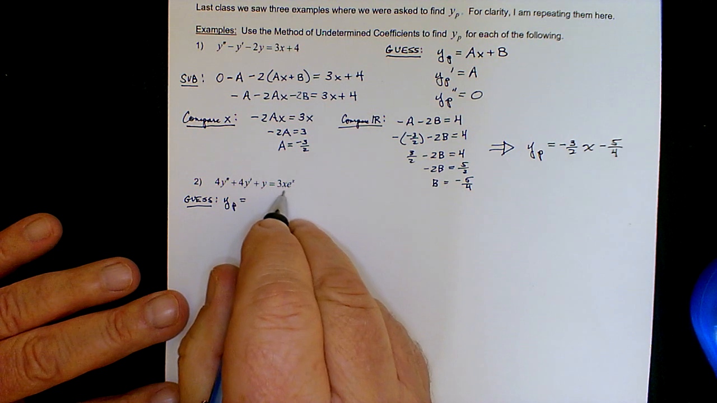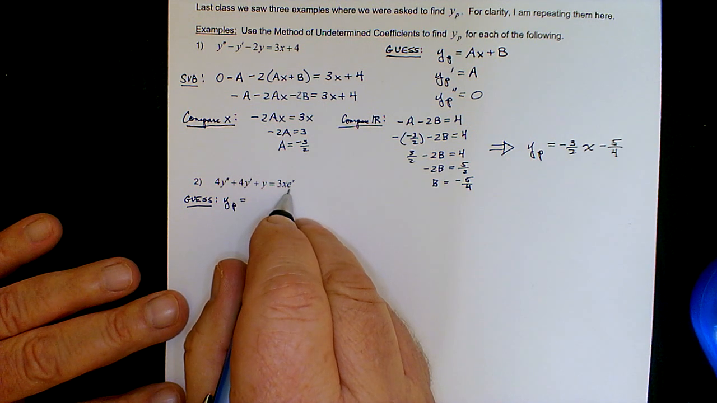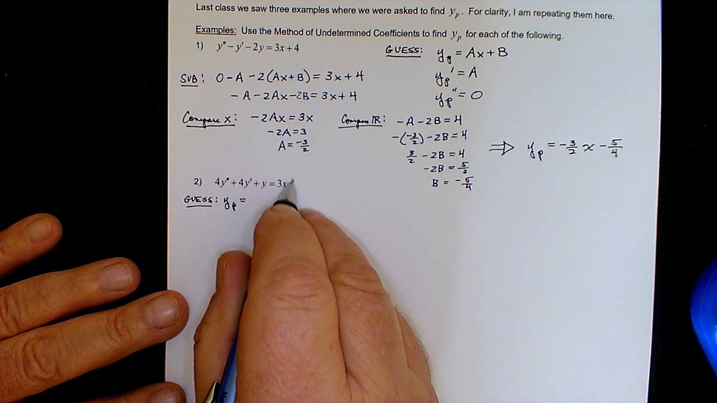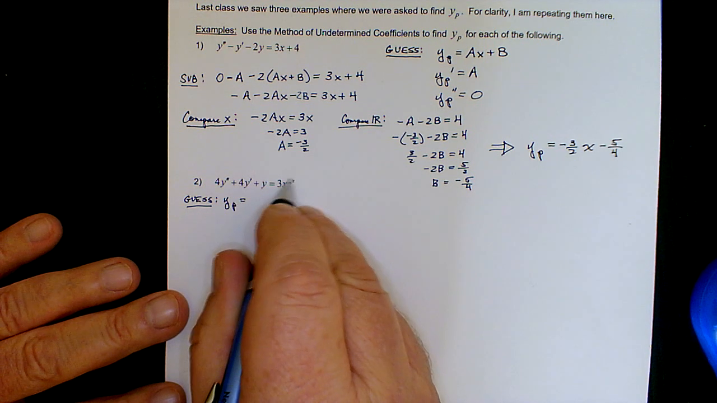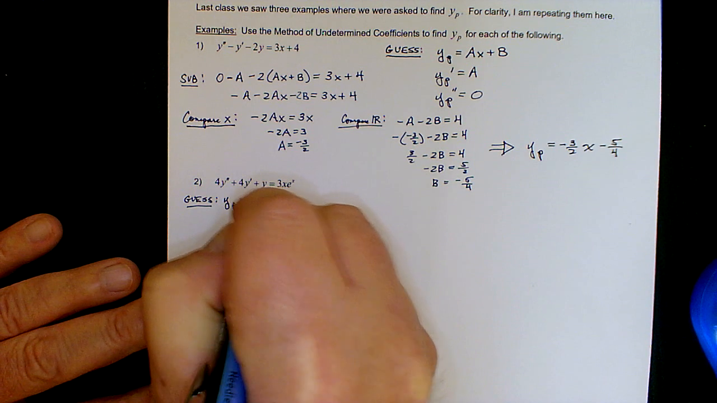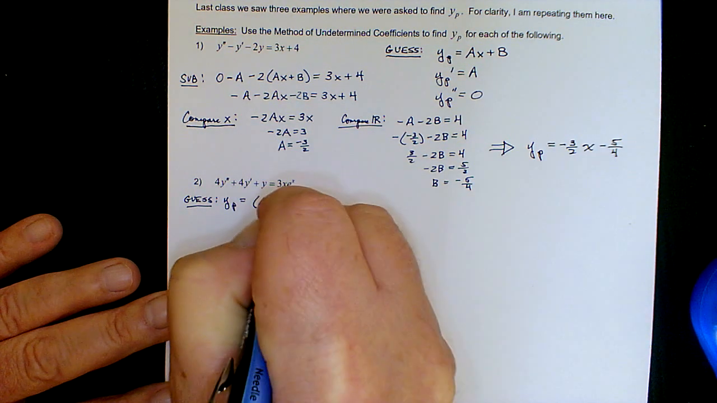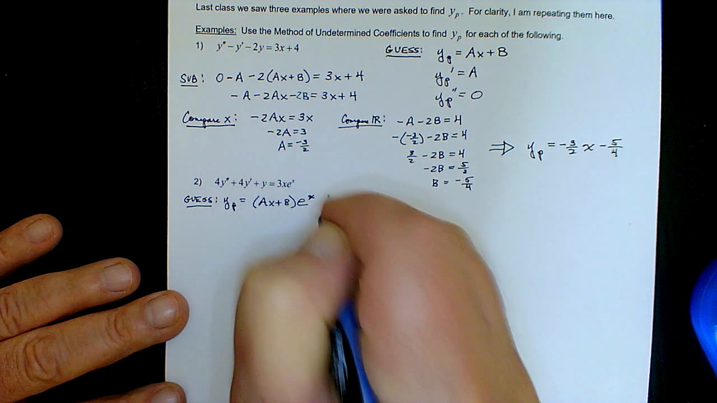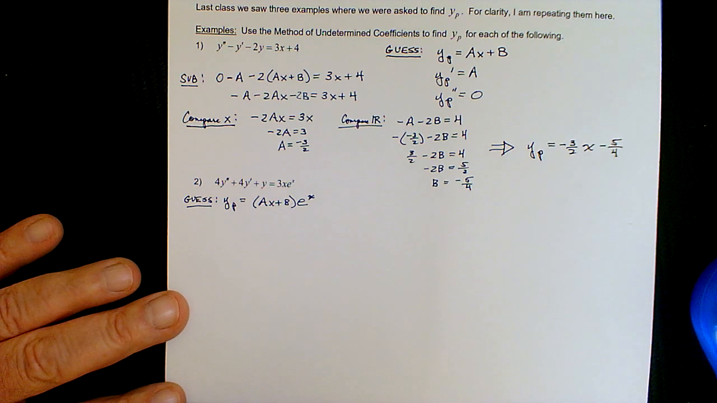It involves x e to the x, and so to include all possible combinations that could produce an x e to the x, we'd have to include ax plus b times the exponential factor e to the x.